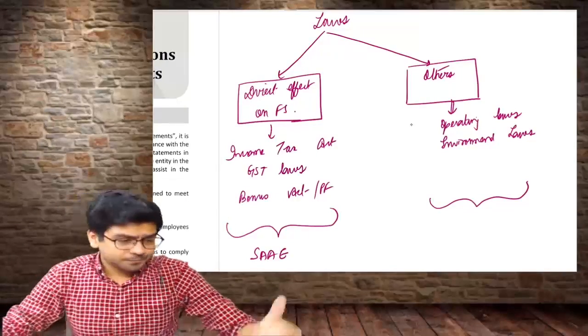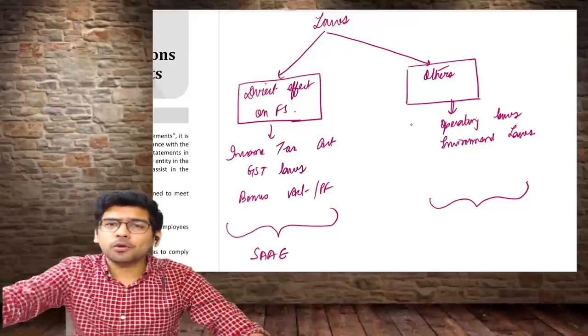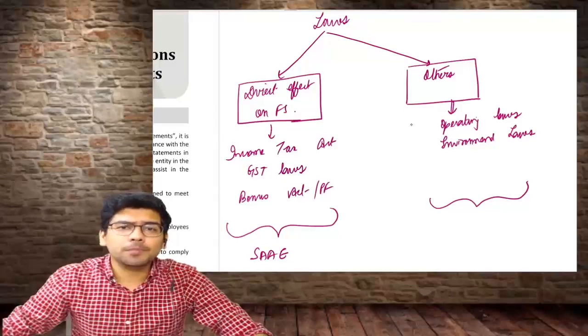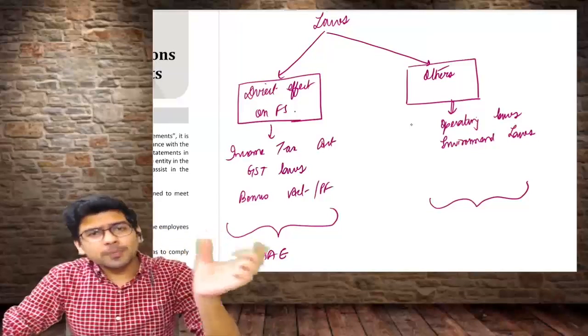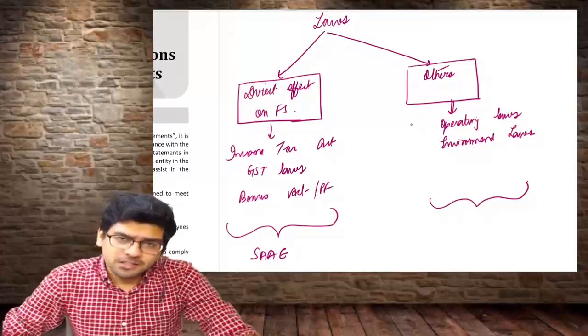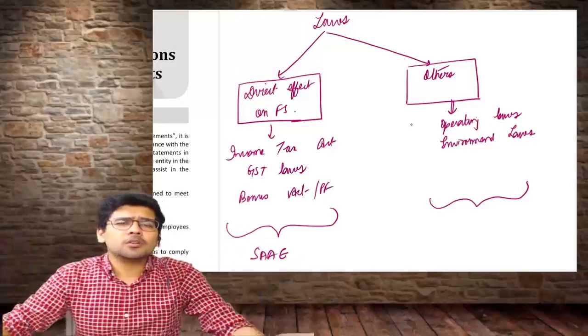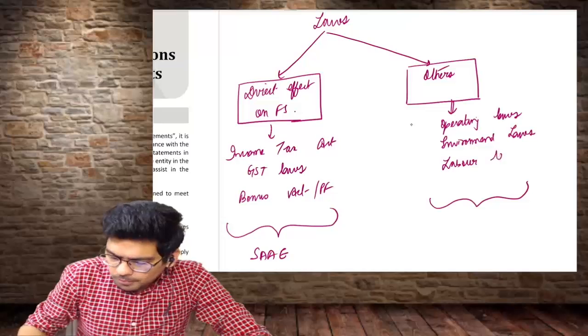But there are certain other laws which are not going to impact the financial statements. Let's say there is some law with respect to the Factories Act. We have 200 plus employees, so they have to maintain a canteen. So this is a law, the compliance of which has to be done, but it is not going to impact the financial statements directly. Let's talk about labor law. Let's say some labor laws.